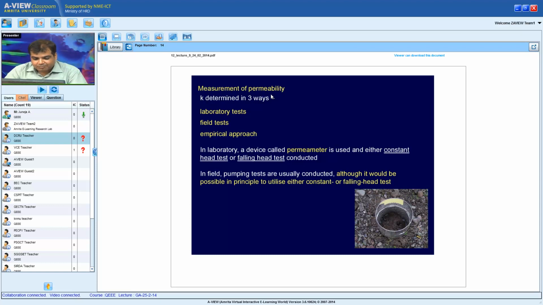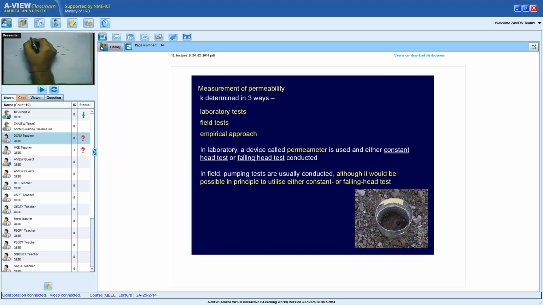The question was, which soil will have more permeability, the dispersed soil or the flocculated soil? Let me just draw this on a figure to explain this. A flocculated one will have randomness. A dispersed one has an order. There is some orderly arrangement.